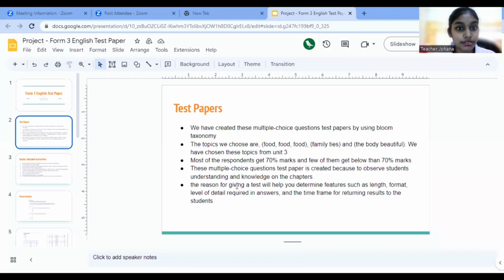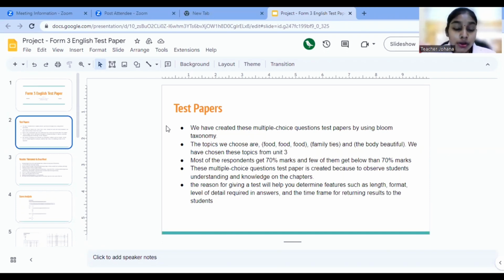And my part, as I mentioned earlier, is about test papers. For the first point, we have created these multiple choice question test papers by using Bloom's taxonomy. There are 6 levels of Bloom's taxonomy: remember, understand, apply, analyze, evaluate, and create. These 6 levels are easy to understand and easy to answer. The topics we chose are food, family choice, and the body beautiful. We chose these topics from Form 3, Unit 3.